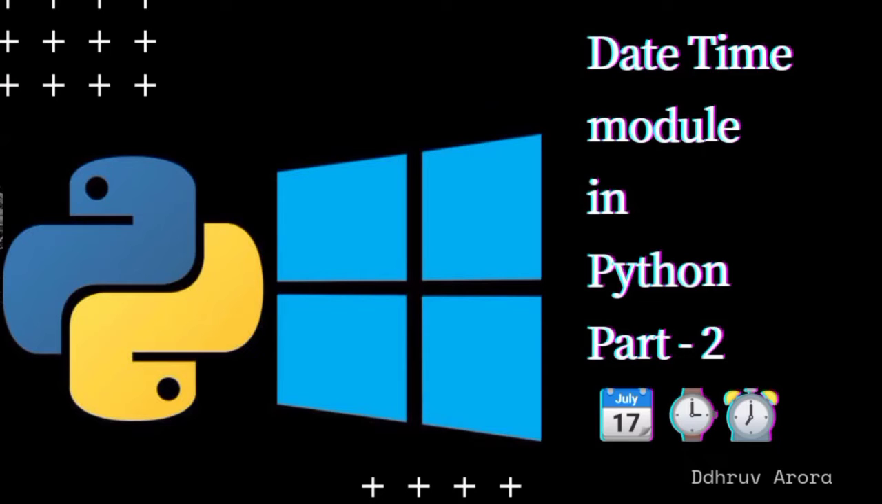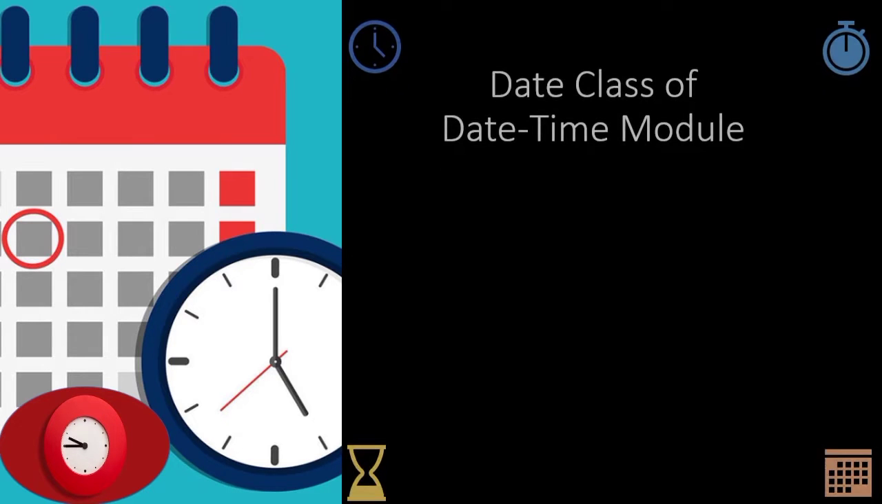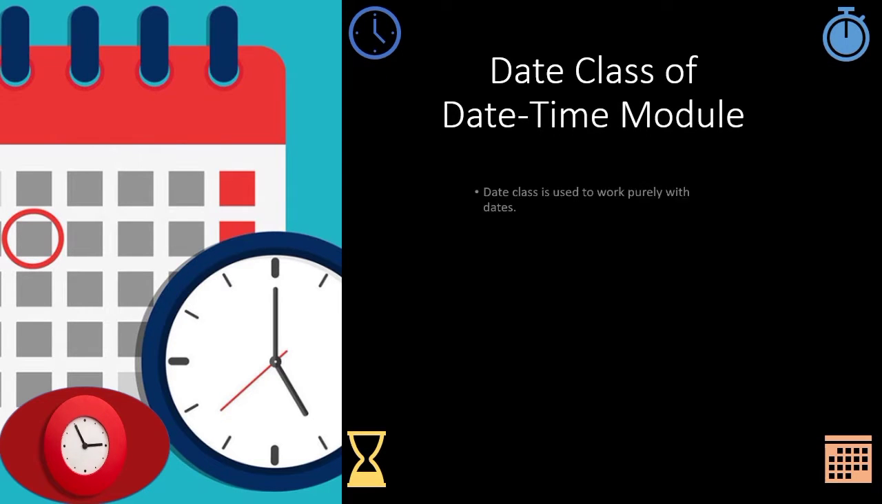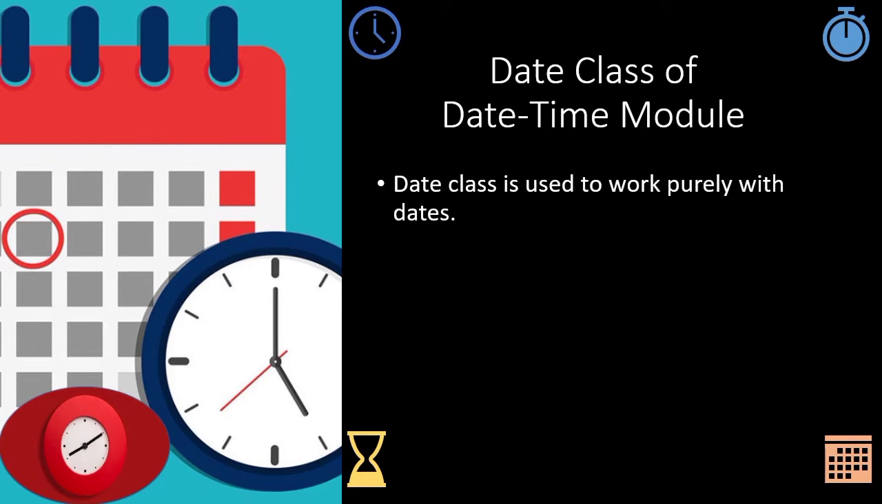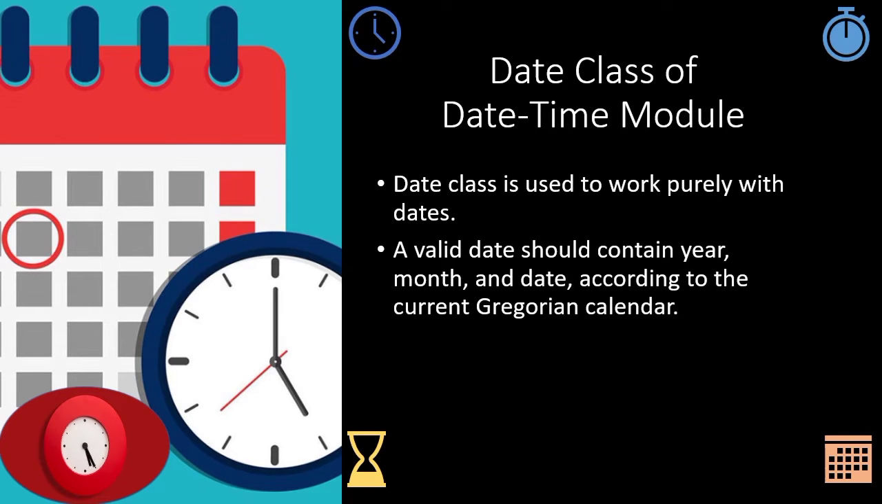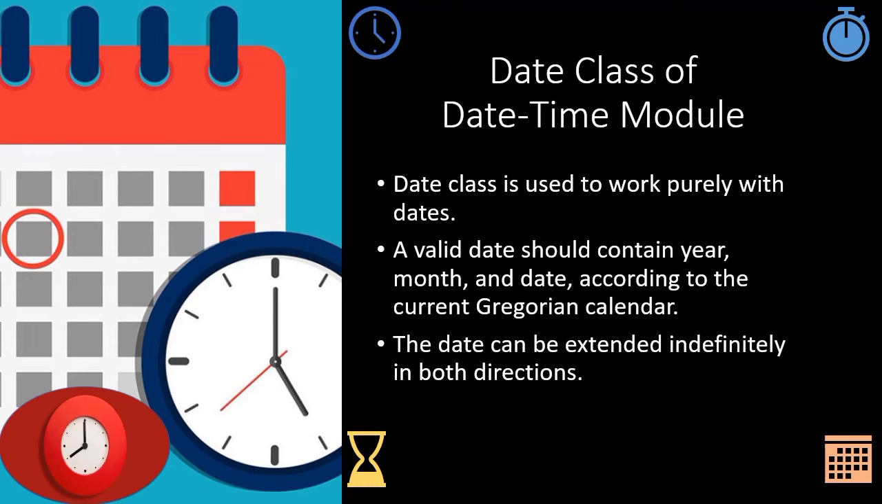So hello guys, let's continue again. Let's understand the date class of the datetime module. This class is purely date oriented, which means that we cannot use time here and we have to work only with days, months and years. A date is considered to be valid in Python if it contains the year, month and the day number. The day number starts from the first day of the month. We can extend the dates indefinitely in both directions, which means that we can increase or decrease the dates.